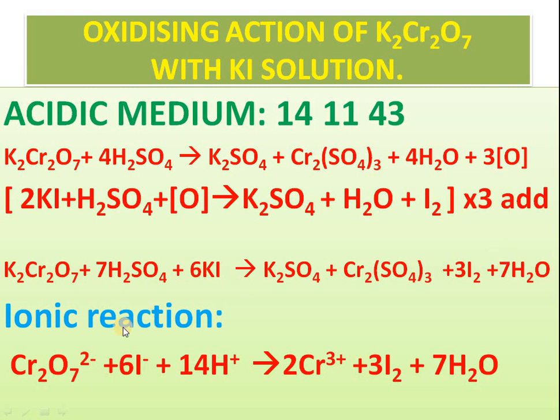To convert to the ionic equation, you know that this K will be removed, Cr2O7 2-, and this would be 14H+ and 7 sulfate, 6K+ and 6 I-, and 2K+ and 1 sulfate, 2 Cr3+ and 3 sulfate and 3 I2 and 7 water as such. So this ionic equation we can also derive from this molecular equation. But as far as ICSE is concerned, mostly they ask for the molecular equations, not the ionic equations. So you should practice writing the molecular equations instead of the ionic equations.